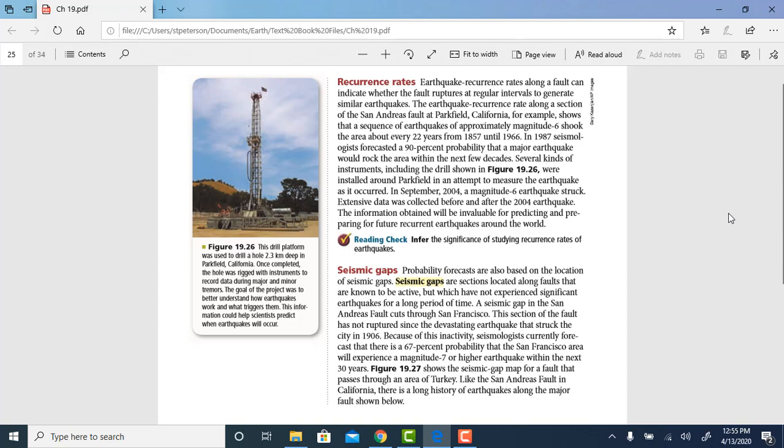In September 2004, a magnitude 6 earthquake struck. Extensive data was collected before and after the 2004 earthquake. The information obtained will be invaluable for predicting and preparing for future recurrent earthquakes around the world. We actually watched a video that included that right before the shutdown began, where they talked about putting all those instruments up in Parkfield, and then they drilled into the core of the San Andreas Fault. So if you remember that part of the video, that's what this is talking about here.